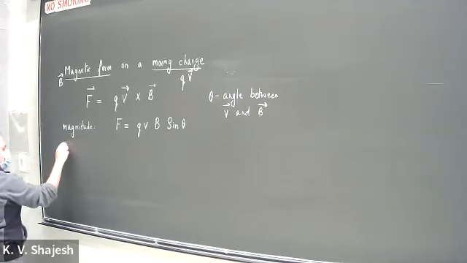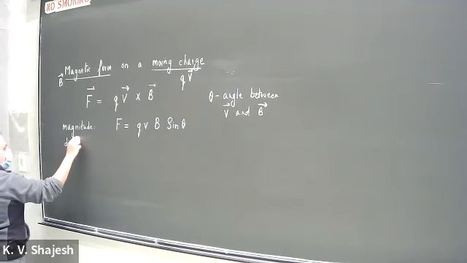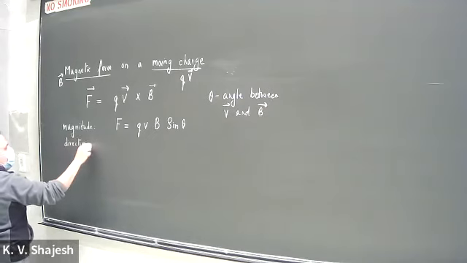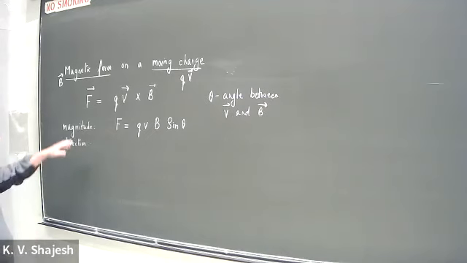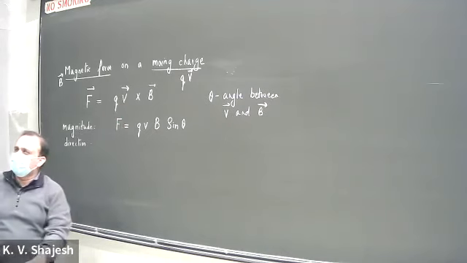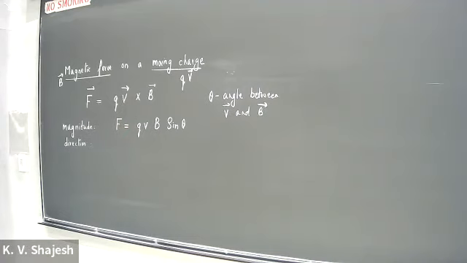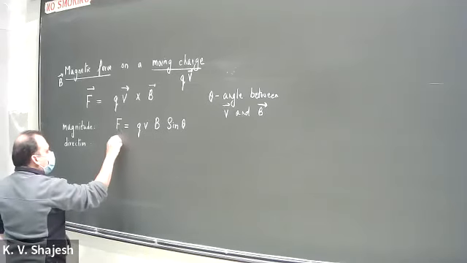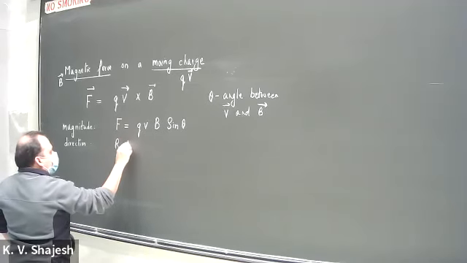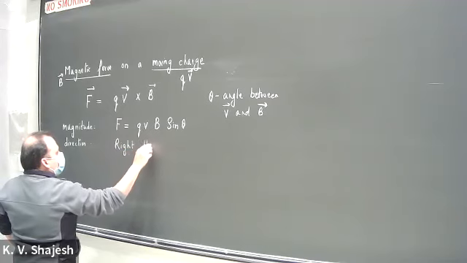There's a direction also associated with it. It's a vector, so you need to find the direction. If it is being done algebraically, it will automatically give you the direction if you know how to do QV cross B as a vector product. But we have been thinking in terms of magnitude and direction because it is more intuitive, and that's given by what we called the right hand rule.